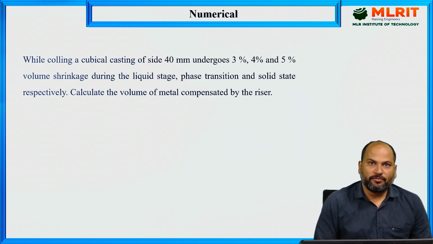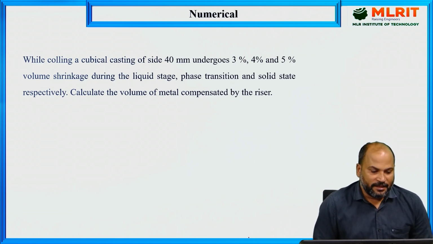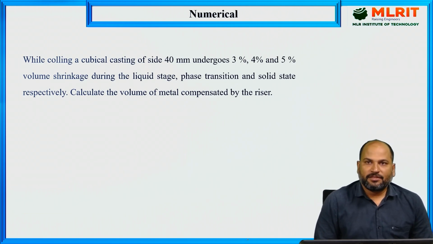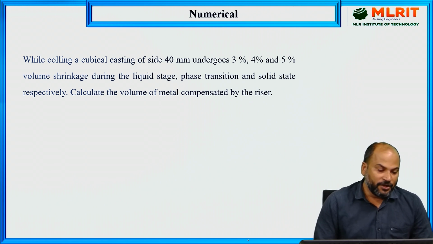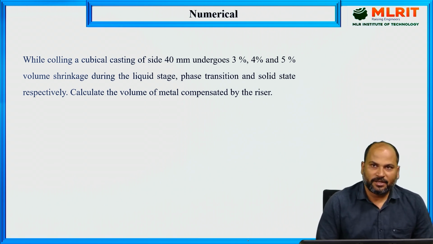Now the last numerical that we have taken is also based on the allowances, but here both concepts are involved: the pattern allowances, as well as the compensation the riser provides. We have already studied these things, and we take this numerical to further emphasize that concept. This is the last numerical in this lecture.